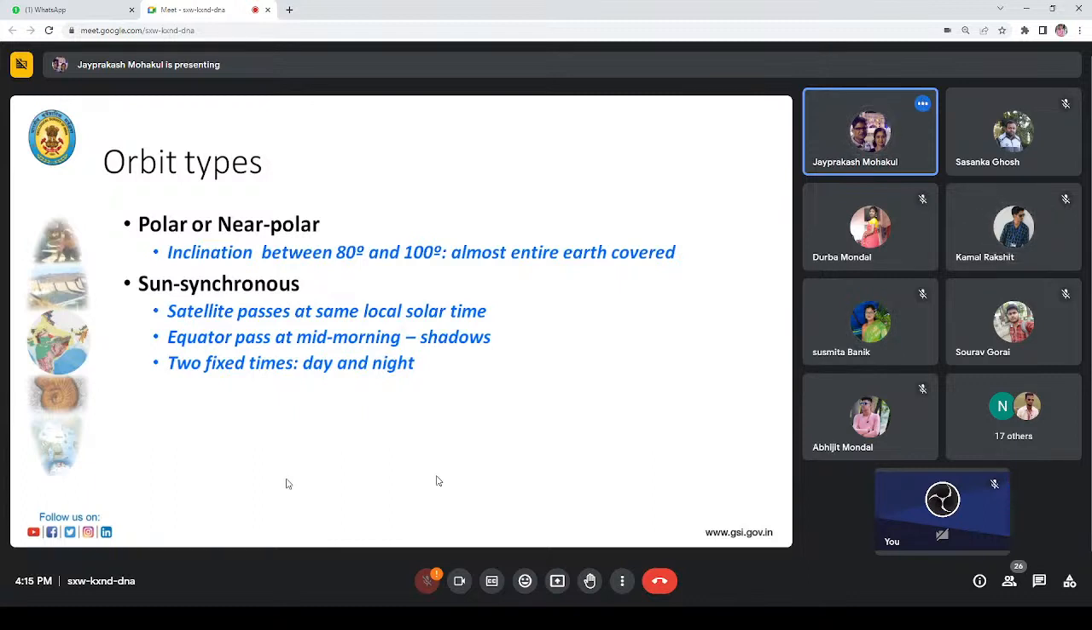Yes, agreed, sir. So that way it goes on collecting data continuously, and collects data at the same local time. The equatorial pass is normally between 6 a.m. to around 10 a.m., right? That is the time of pass of all the remote sensing satellites at the equator, right?